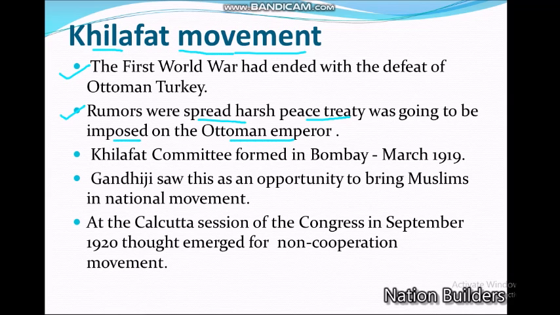Who was the Ottoman Emperor? He was the spiritual head of the Islamic world, the Khalifa. Islamic people respected him as the spiritual head of the Islamic world. To defend the Khalifa's temporal power, the Khilafat Committee was formed in Bombay in March 1919. In India also, there was support for this Khilafat movement, to support the Ottoman Emperor.